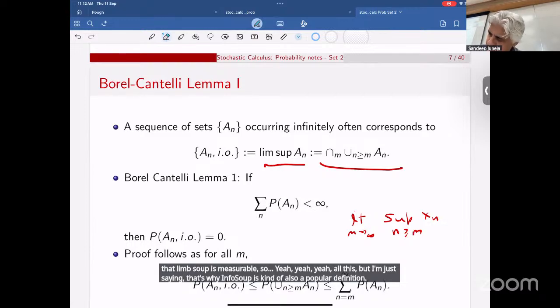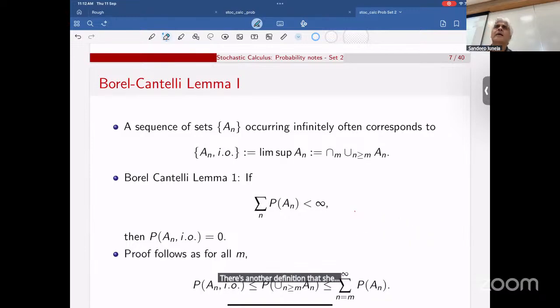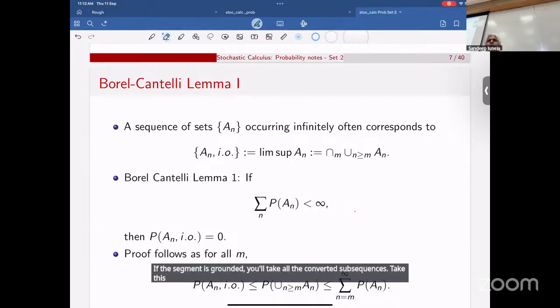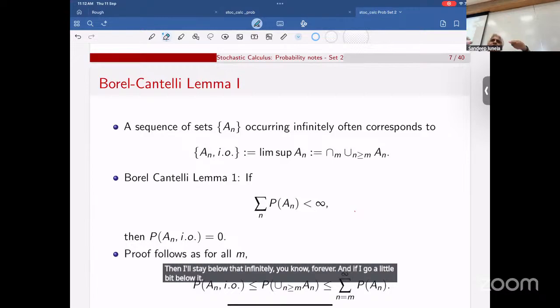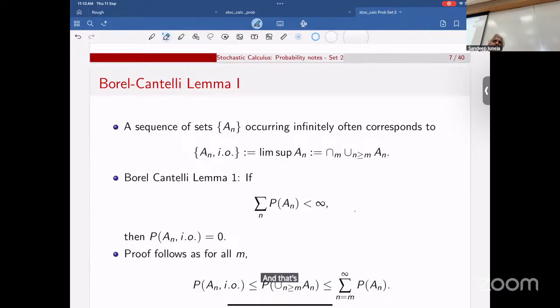There's another definition, where if the sequence was bounded, you take all the convergent subsequences and take this. So there are a lot of different representations. The other nice thing is that I say limsup is this quantity. Then the point is, if I go a little bit above it, then I'll stay below that forever. And if I go a little bit below it, I'll cross it infinitely often. That's the limsup, the only number that has this property. Just below it I'll cross it infinitely often, and just above it I'll eventually be less than that.